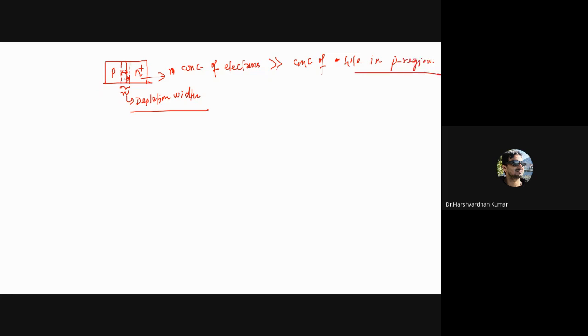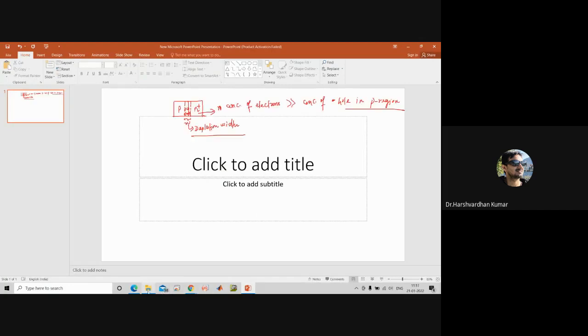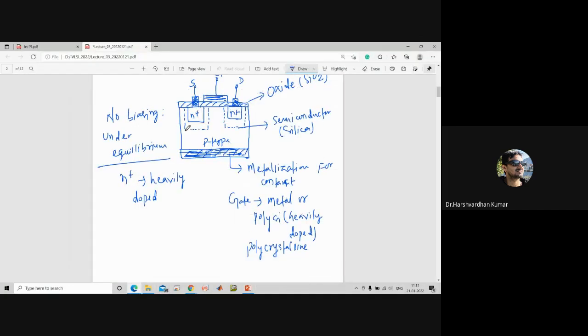So what will happen because of that? The depletion region width will be larger in the p region as compared to the n region. Similarly, here the depletion region will be larger towards the p region, because the n plus region is heavily doped. So this is the depletion region. Okay.